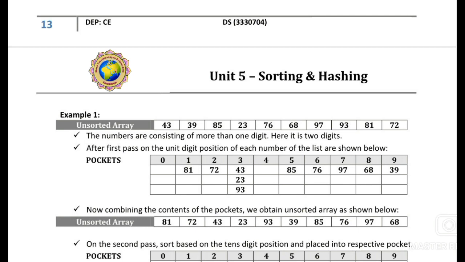It means that the numbers are consisting of more than 1 digit, and here it is a 2 digit. So after the first pass on the unit digit position of each number of the list, it is shown below in these types of table, and then now the combining contents of the pockets, we obtain the unsorted array as below.